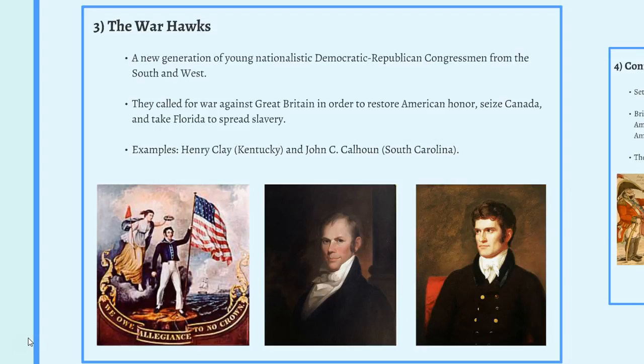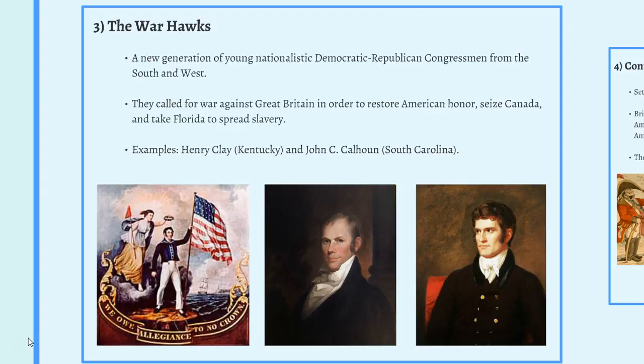These guys, in many ways, are the saber rattlers, as the name indicates, and they are predominantly not Federalists. These are Democratic Republican congressmen who are being elected from southern and western states. These guys believe the United States should immediately go to war with Great Britain.